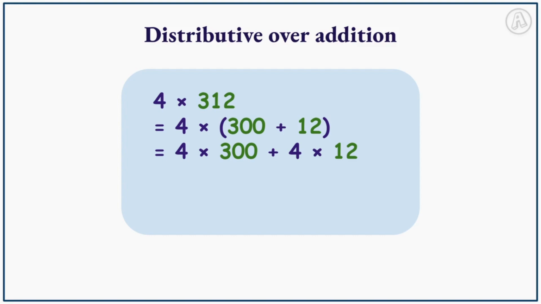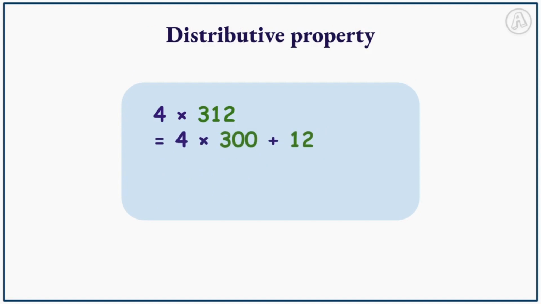Our order of operations says we complete the multiplication first. So 4 times 300 equals 1200 and 4 times 12 equals 48. 1200 plus 48 equals 1248. Now the calculation was much easier to work with than the original question.